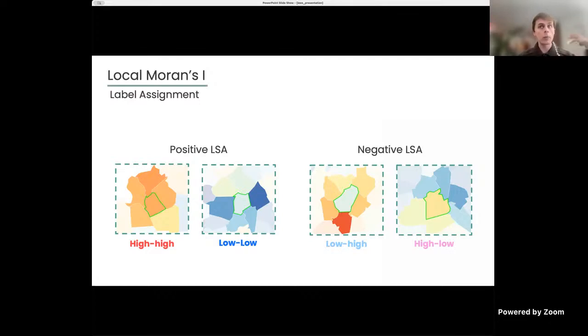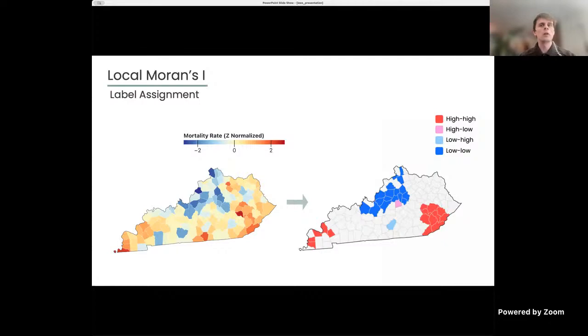If you have positive local spatial autocorrelation, then you either have a high cluster or a low cluster. These are also known as hotspots and cold spots, and that's basically just like you're similarly high to your neighbors or you're similarly low to your neighbors relative to the distribution of the data set. And you can also have 2 different kinds of spatial outlier. So if we apply this to the entire data set, we can see some spatial structure emerge, see some hotspots, see some cold spots, in this case of mortality in Kentucky, and this can inform various types of analysis.